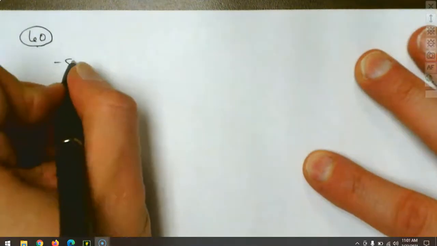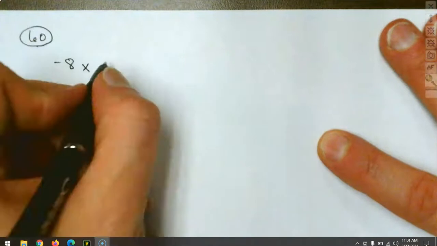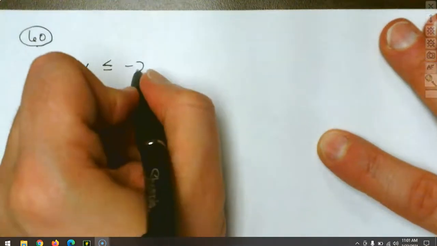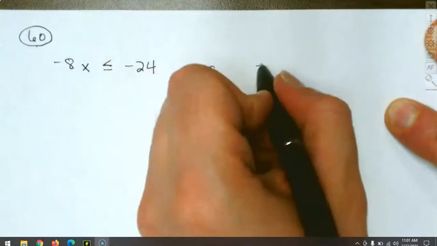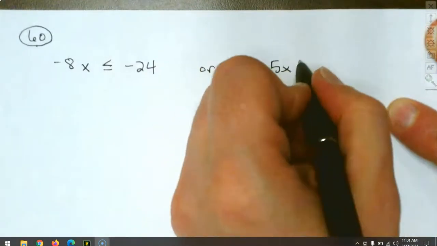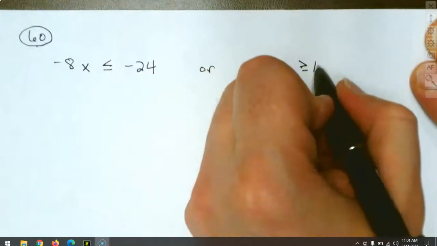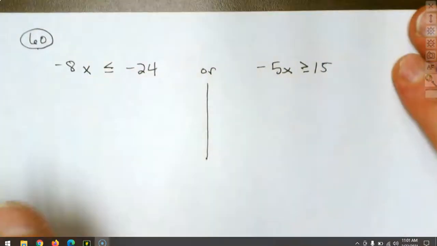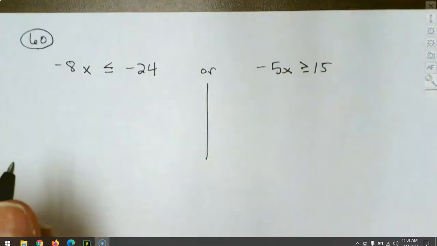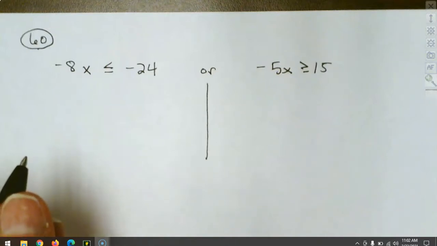So for question 60, we've got a negative 8x is less than or equal to a negative 24, or a negative 5x is greater than or equal to 15. Splitting it up, or means union. So it says give the solution set in interval notation. So it's to solve each compound inequality, graph the solution, and write it in interval notation.